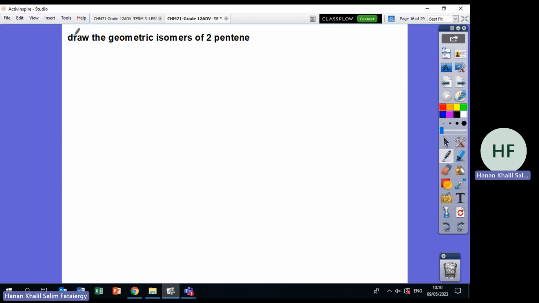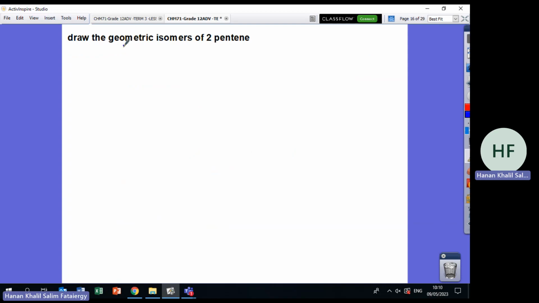Okay, draw the geometric isomers of 2-pentene. The geometric isomers are always 2. They cannot be more than 2 or less than 2. First thing, I will draw 2-pentene. What does pent mean? Pent means 5 carbons, and a double bond on the second carbon. So I will do 1, 2, 3, 4, 5 and at the second I have the double bond. Now I have here 3 H's, 1 H, 1 H, 2 H's, 3 H's.